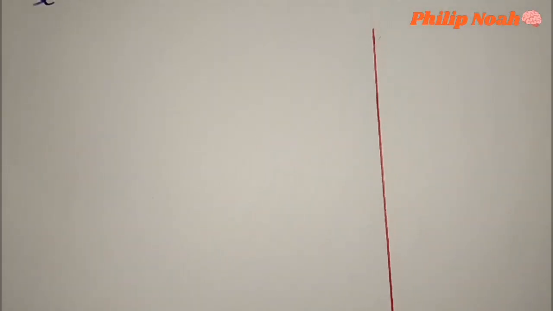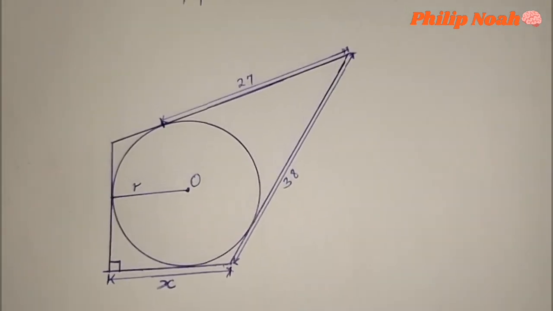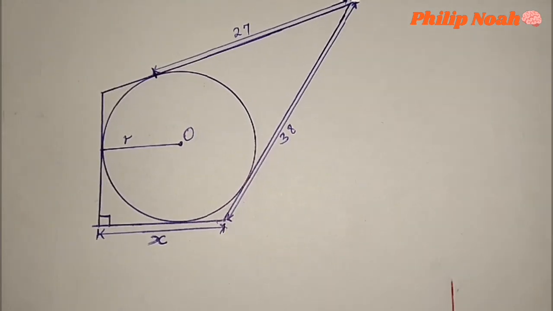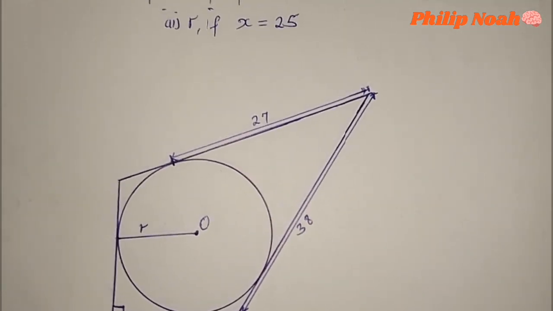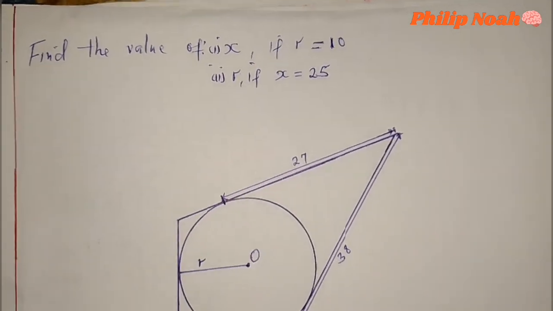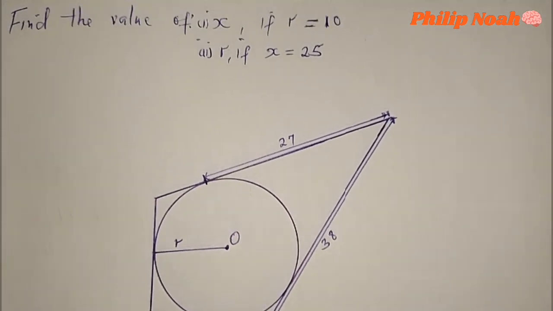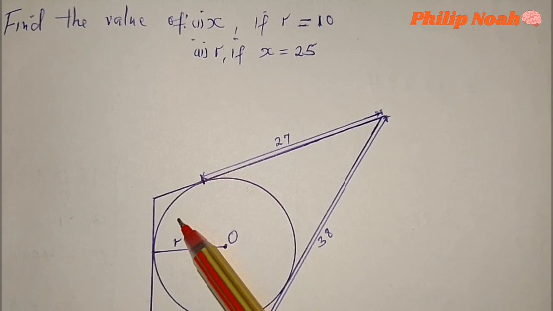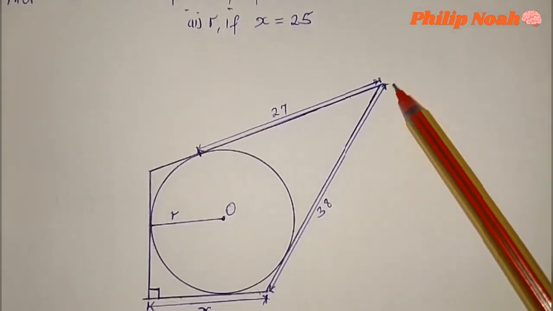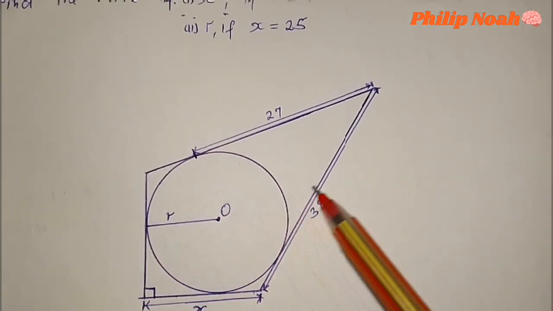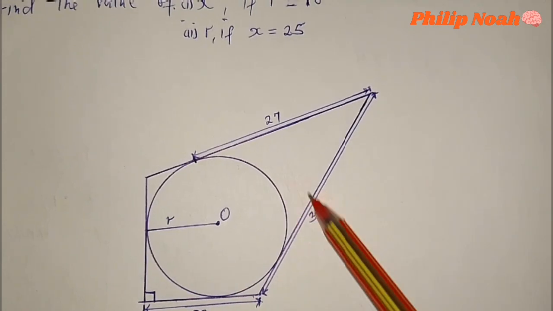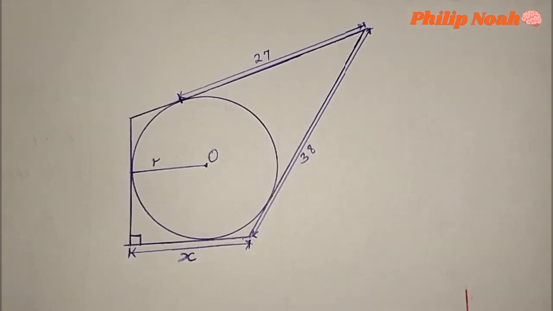This is Philip Explaining. In this video I'm going to show you how to solve this nice, amazing geometry problem. We have the figure here. This is a quadrilateral, and as you can see, we have a circle inside this quadrilateral.